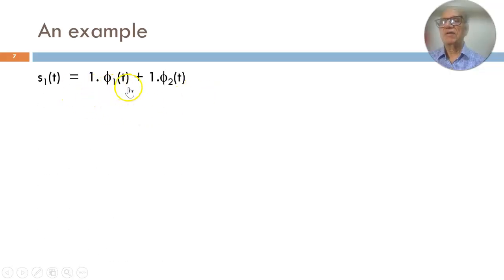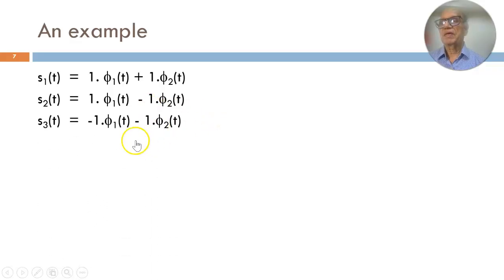Okay, so let us take a specific example. S1(t) is 1 into phi1(t) plus 1 into phi2(t). This means S11 is equal to 1 and S12 is also equal to 1. Then S2(t) is equal to 1 into phi1(t) minus 1 into phi2(t). This means S21 is 1, but S22 is minus 1. Similarly, S31 is minus 1, S32 is minus 1. And finally, S41 is minus 1 and S42 is plus 1.